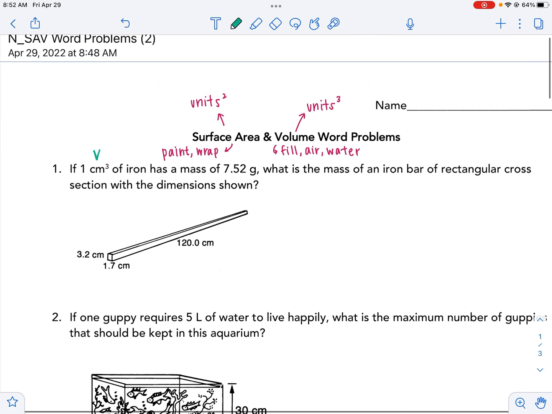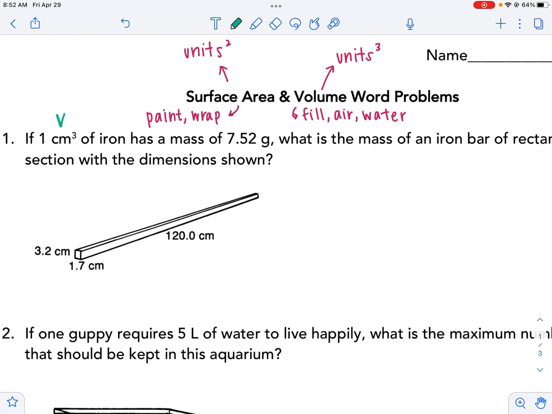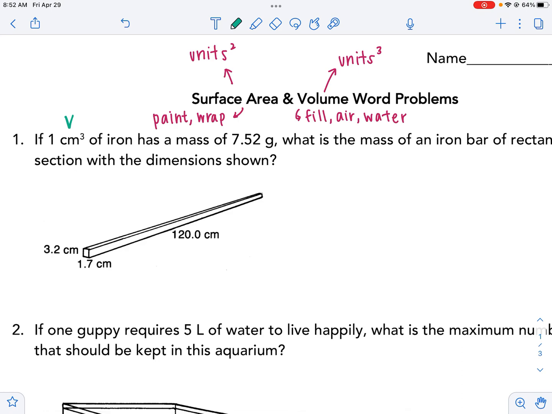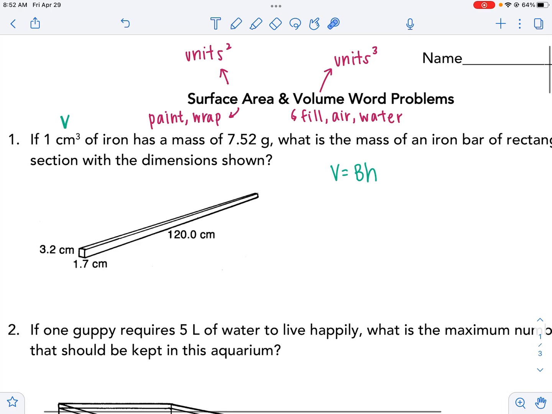I'm always going to start out by figuring out the shape, volume or surface area, and then writing our formula. We figured out the shape was a rectangular prism. We know that it's volume, and our volume formula for a rectangular prism is capital B times H. Remember that capital B stands for the area of the base, and for rectangular prisms, that base is always on the bottom. To find capital B, the area of the rectangle on the bottom, I'm going to multiply 1.7 times 120.